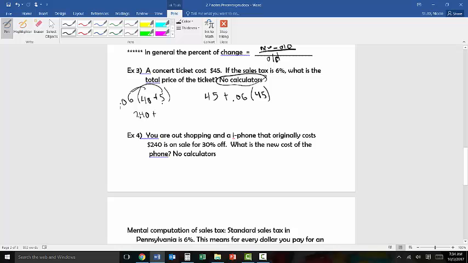Right, if we do 6 times 5, that's 30, but you have to move the decimal left twice. So that's 30 cents. So your tax is going to be worth $2.70. So now you take your concert ticket and add on your sales tax, and you are going to pay $47.70.